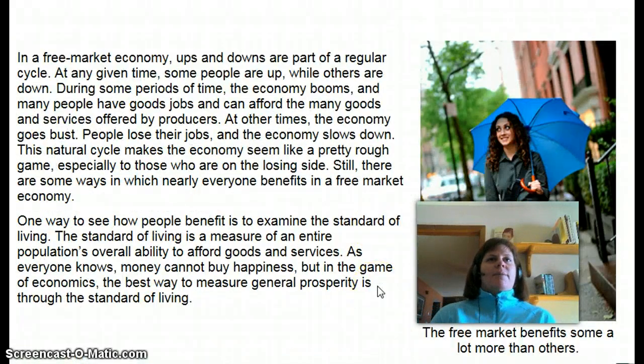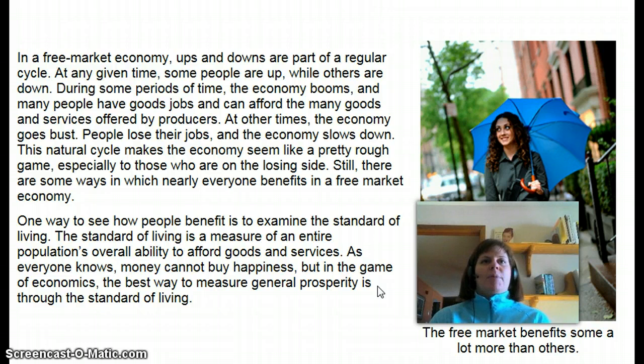In a free market economy, ups and downs are part of a regular cycle. At any given time, some people are up while others are down. During some periods of time, the economy booms and many people have good jobs and can afford the many goods and services offered by producers. At other times, the economy goes bust. People lose their jobs and the economy slows down. This natural cycle makes the economy seem like a pretty rough game, especially to those who are on the losing side. Still, there are some ways in which nearly everyone benefits in a free market economy.